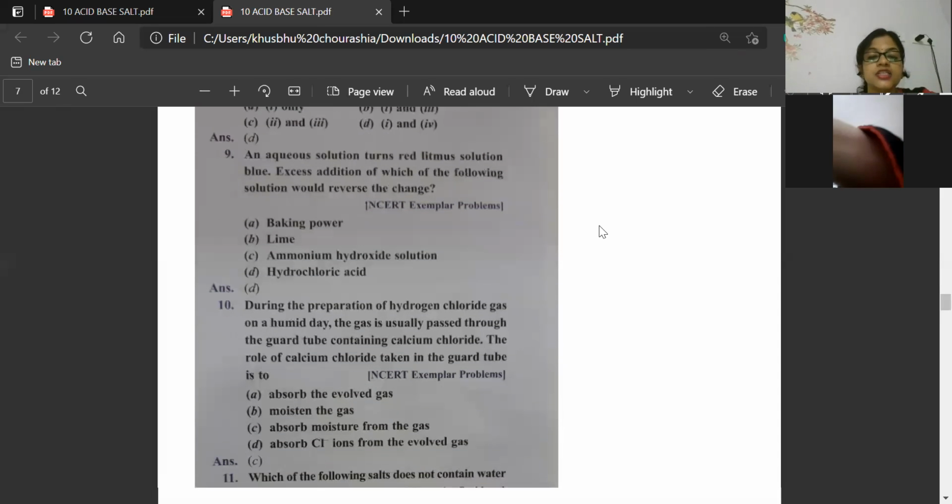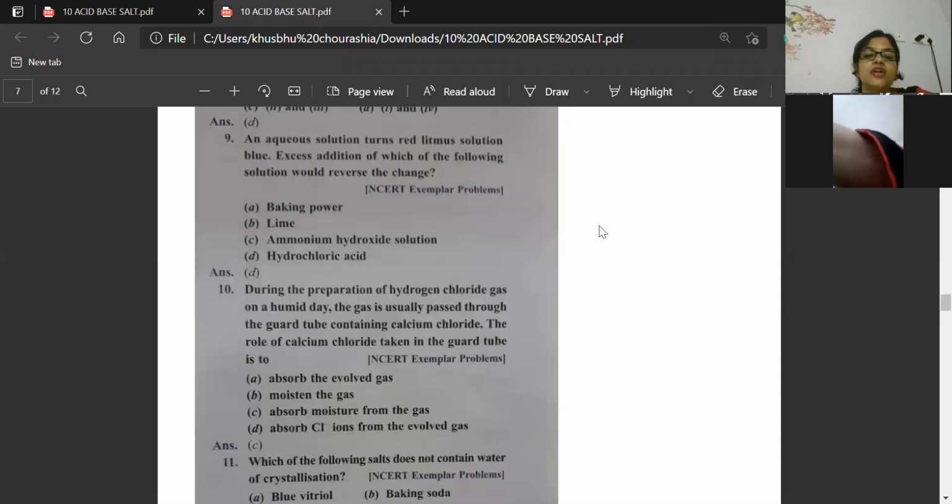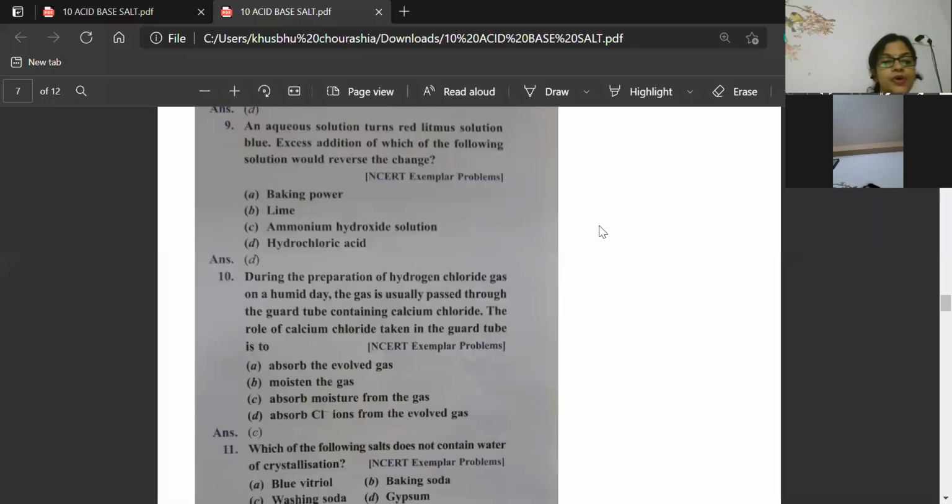Now the next question: which of the following salts does not contain water of crystallization? Blue vitriol, baking soda, washing soda, or gypsum? Baking soda is the correct answer.